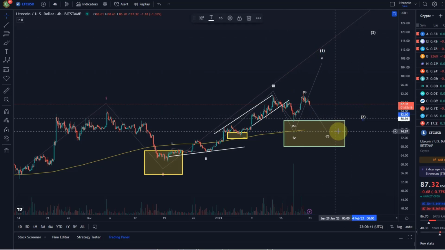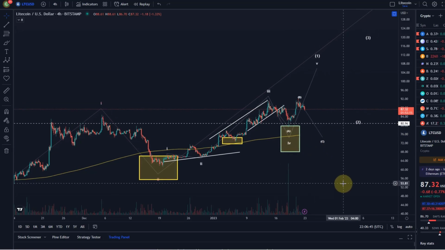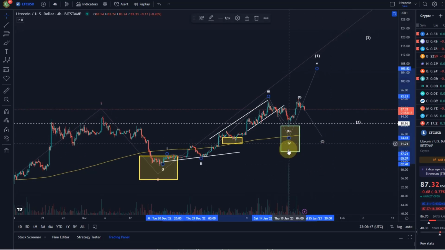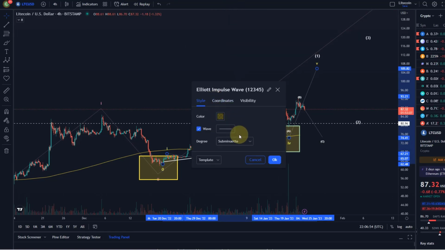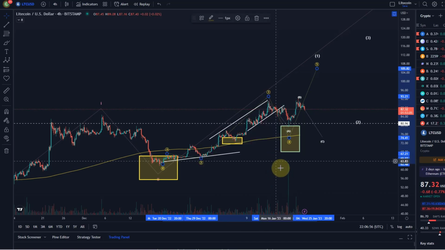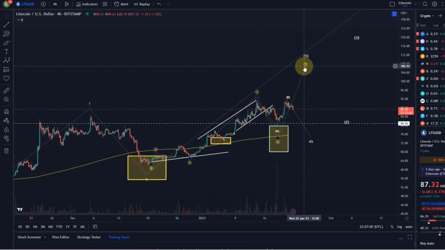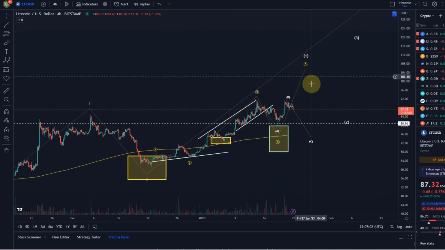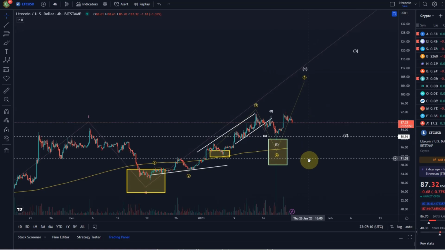So obviously nothing happened, we actually hit the support area here, which is great, but I rather see this as a wave 4, and I'm going to change the color here to yellow so we can see it a little bit better. And also the wave degree is going to be changed. So 1, 2, 3, 4, 5. So the wave 5 could still be ongoing, right? And then I would understand this here as a small A wave, this here as the B wave at the moment, and then this here as the C wave.